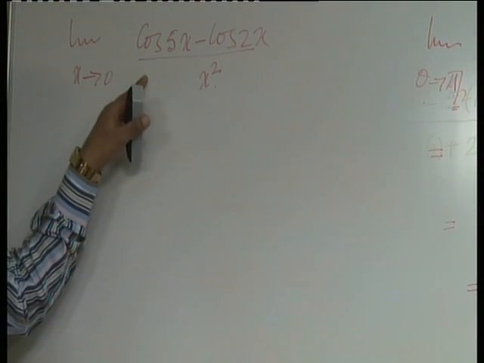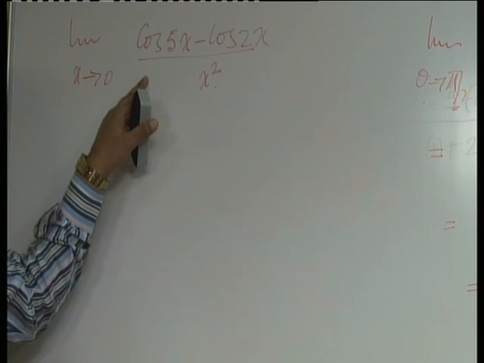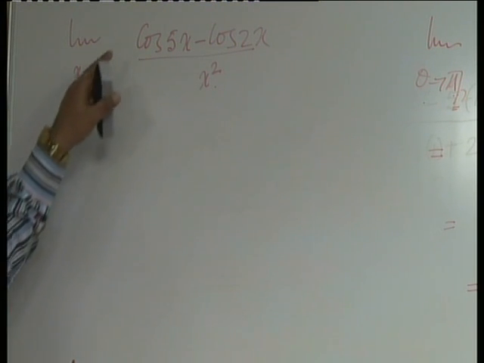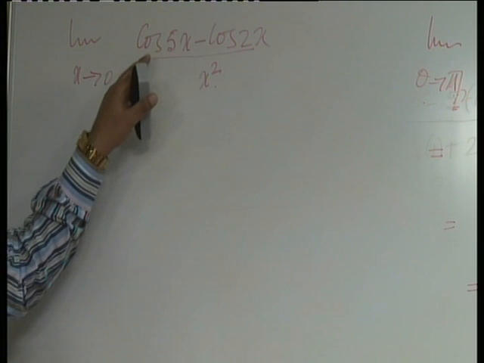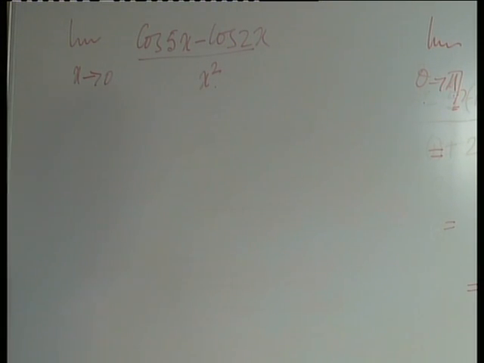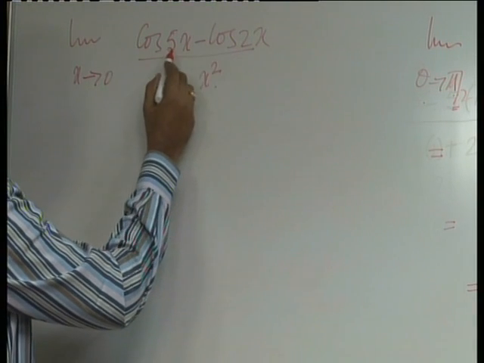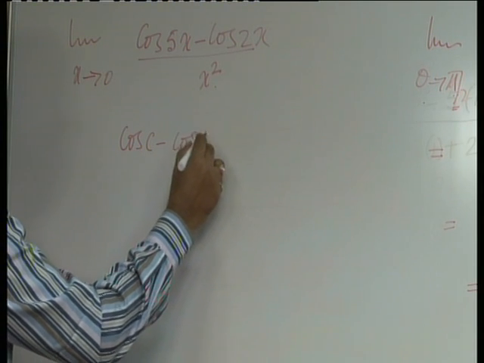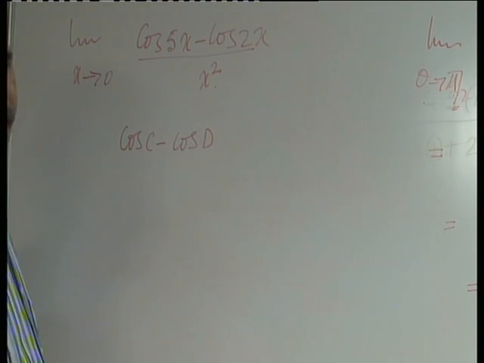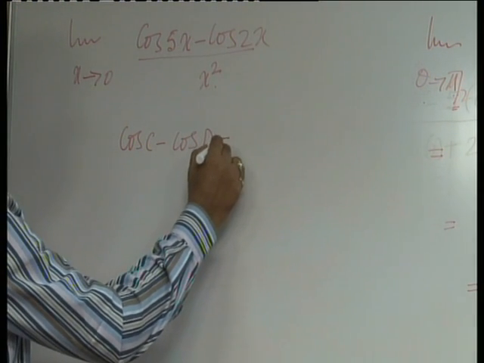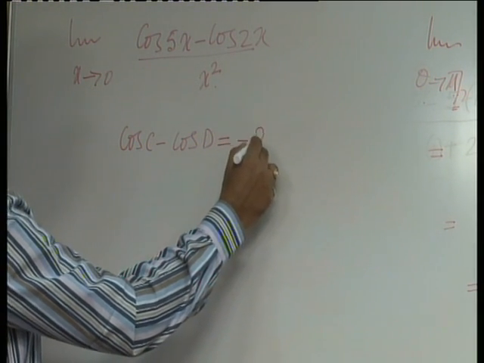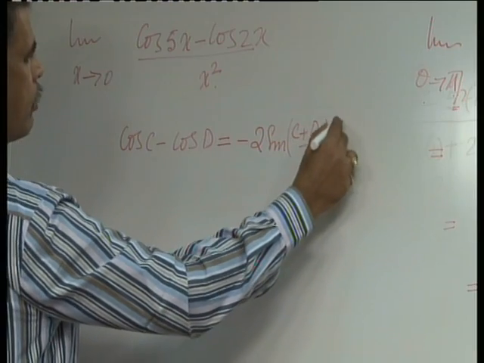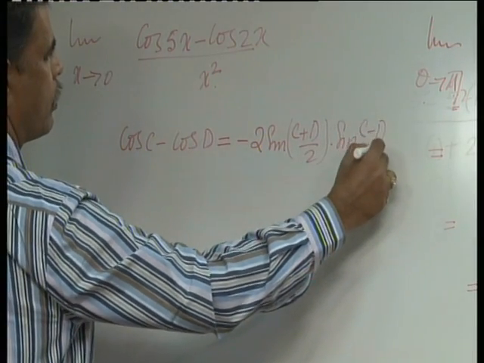We do not have a standard limit in terms of cos. We have standard limits only in sin and only in tan. So, you can convert these cos terms into sin terms. How are they looking? The numerator is of this type, cos C minus cos D. Cos C minus cos D is equal to minus 2 sin of (C plus D) by 2 into sin of (C minus D) by 2.